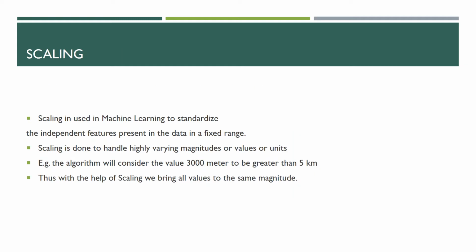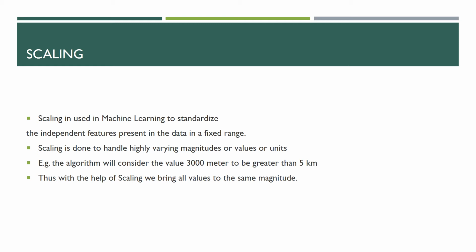The next comes scaling. This is again very important. This is used in machine learning to standardize the independent features which are present in the data, and we standardize them in a fixed range. Scaling is done to handle highly varying magnitudes of values or units. For example, if an algorithm considers a value like 3000 meters to be greater than 5 kilometers, then it will result in inaccurate results and predictions.